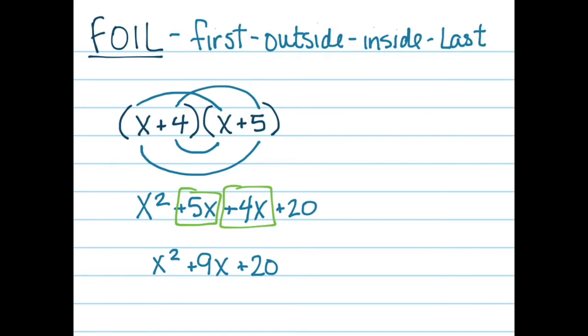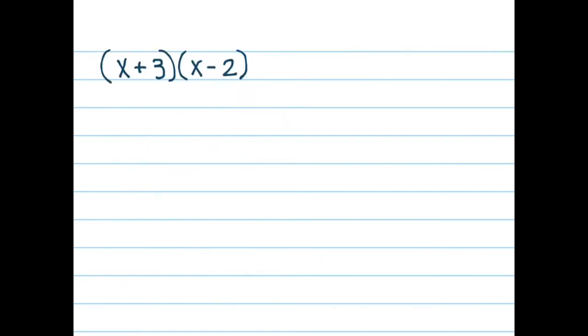All right, so let's try another one. This one's going to be the same kind of idea. We're still working on that FOIL, F-O-I-L, first, outside, inside, last. But now it's just a little different because we have this minus sign. We just have to be a little bit more careful. The steps are exactly the same. We just need to kind of work through it with that negative.